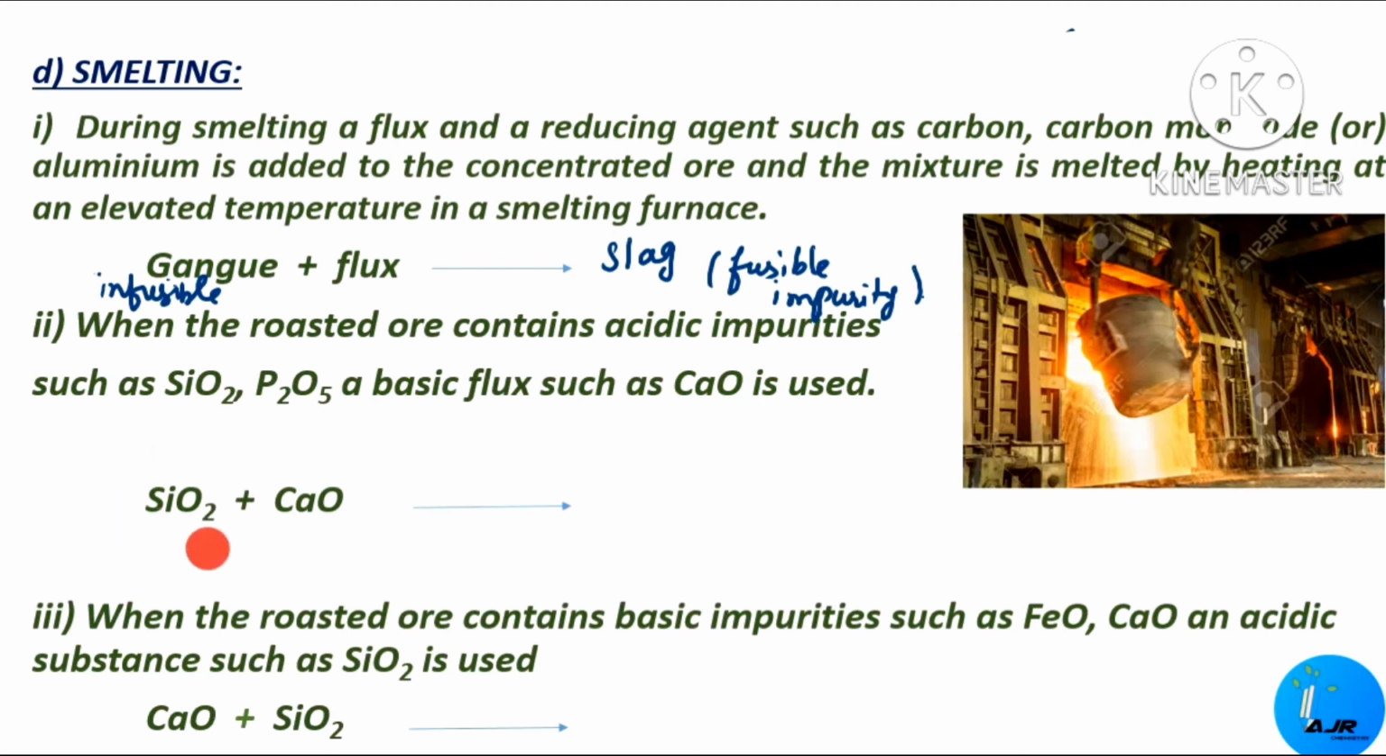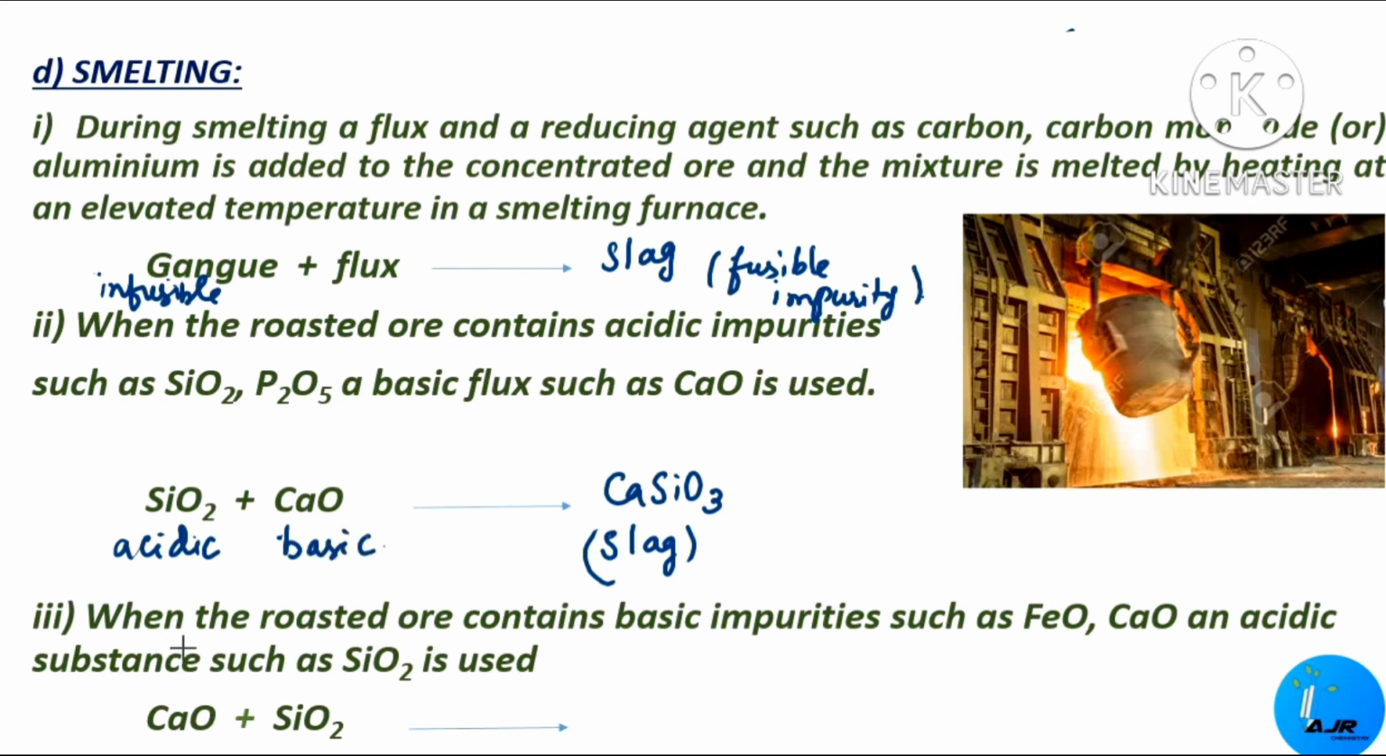Now see what happens when a basic flux is used. Suppose the roasted ore has silica as an impurity. It combines with the basic flux CaO and gets converted to calcium silicate, and this is a slag. This is the final waste product, slag. Silica is an acidic impurity, but this is a basic flux.